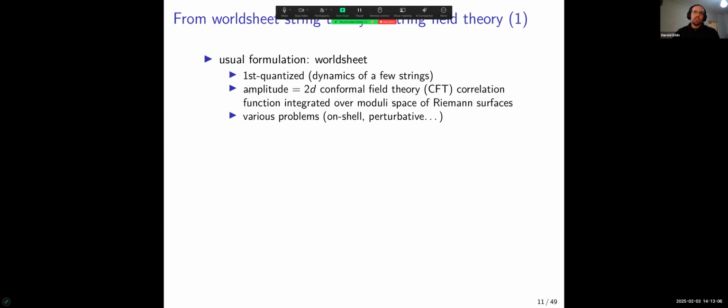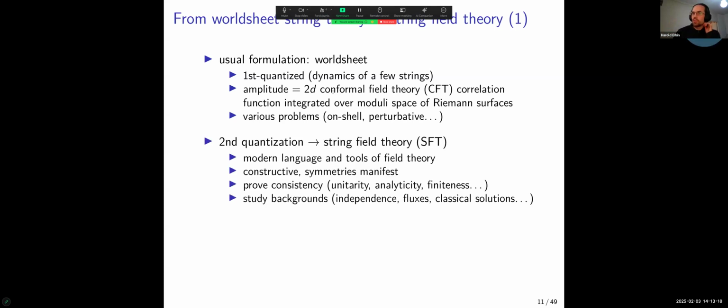Before going there, I want to mention that an amplitude in the worldsheet theory is represented as a correlation function in a 2D CFT, which you integrate over the moduli space of a Riemann surface. And we'll see why it's important just after. So string field theory is a second quantization of this theory. And in some sense, it's really like what people did in the old days. We had quantum mechanics. We studied the relativistic version, and we had the first quantized theory. Then people did the second quantization by saying that the fields become operators.